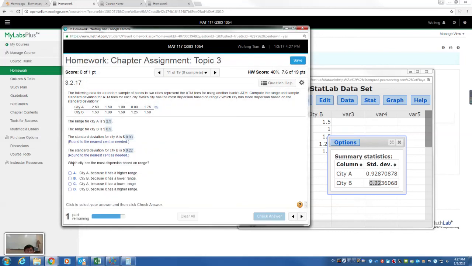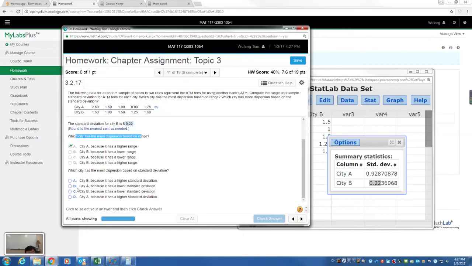Okay. So which city has the most dispersion based on the range? A has it. A has a higher range, so it's more dispersed. Which city has the most dispersion based on standard deviation? A. It has a larger, higher standard deviation.